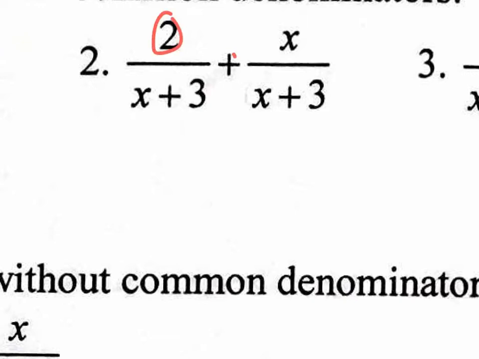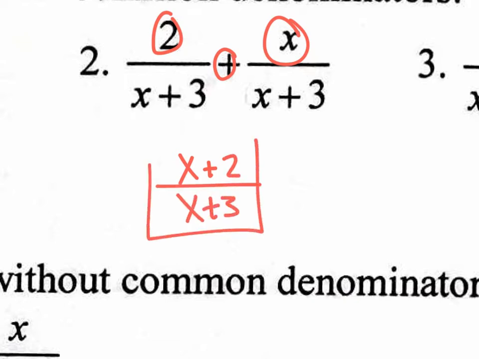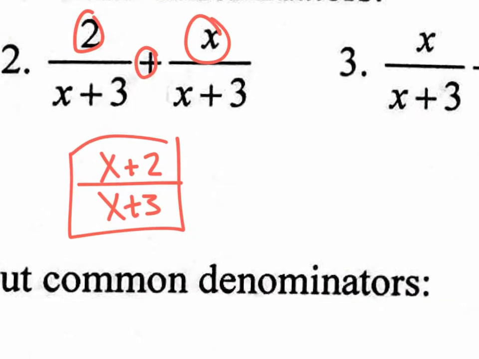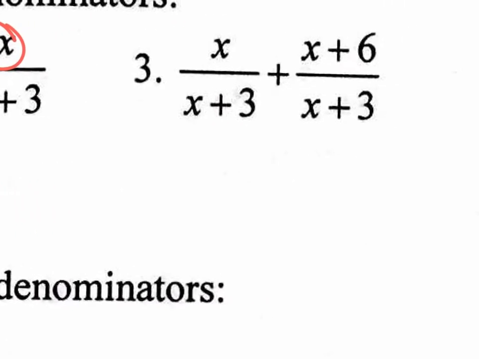Could you add 2 plus x? No, you can't. They're not like terms, so you're just going to rewrite it, but make it nicer. x plus 2 over the common denominator, x plus 3. Ta-da! Easy? Moving on to the third one.